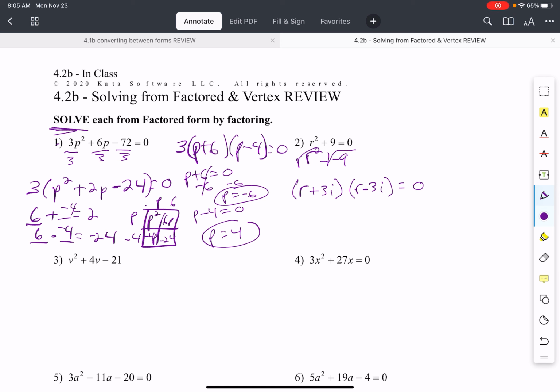Okay, so now it's factored, right? So now I'm ready to do what? Make it 0. Yep, make each factor 0. So when it used to be 3i, negative 3i. Yep. So R equals 3i and negative 3i. On 3, there's a typo. It should say equals 0. Okay? All right, why don't you guys take a second and try 3 and 4?